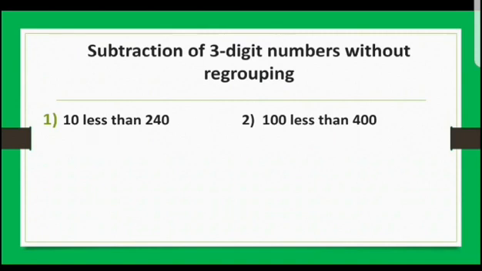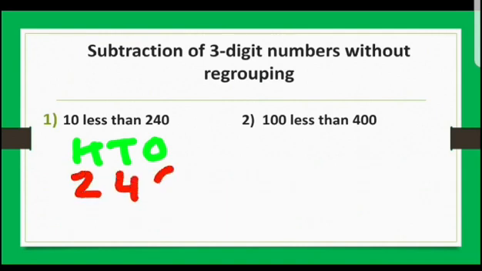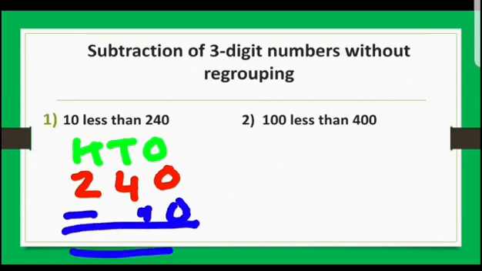Okay. So now children, we will write in vertical form and then we will subtract. So write the place values. Then the bigger number here between 10 and 240, obviously it is 240. And then you will write 10, minus. Okay. So now second rule is you have to start from ones place. Digits are 0 and 0. So it will be 0.